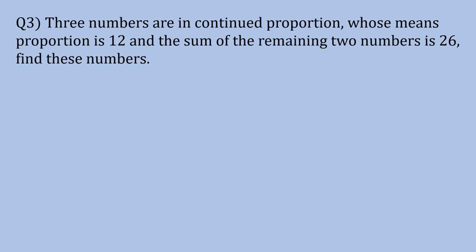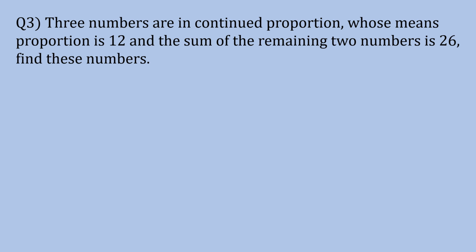So what is given? Three numbers are in continued proportion, whose mean proportion is 12 and the sum of remaining two numbers is 26. Find these numbers. So we need to find three numbers which are in continued proportion, and it is given that whose mean proportion is 12, means among the three numbers, one number, that is the mean proportion, is 12, and the sum of the other two is given as 26.